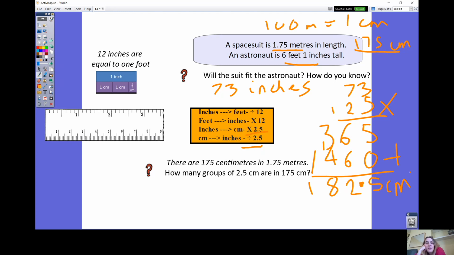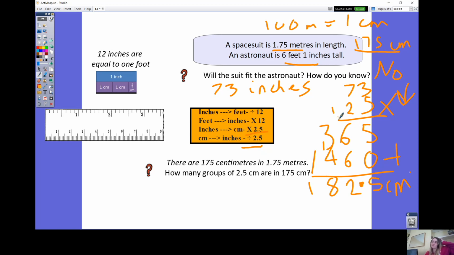So I don't think that the suit will fit the astronaut because it's too small. Because 175 centimetres is smaller than 182.5 centimetres. Therefore, no. And the reason is below, because the spacesuit is significantly shorter than the astronaut, so it will not fit. And you explain by working it out below.